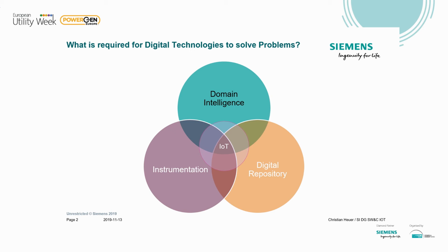So we have an instrumentation, we're measuring aspects of a system. We are putting them all together in a digital repository, and we're using the domain intelligence to really understand what all of this means to the system that we're looking at, for example, to our grid. And this is where the technology like IoT kicks in, and this in the end is, I think, the pathway where we are really talking about digital technologies solving problems.